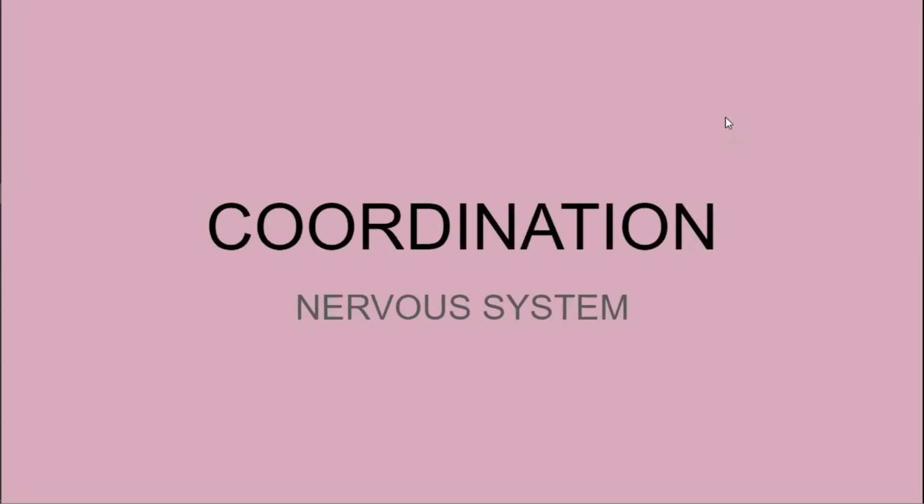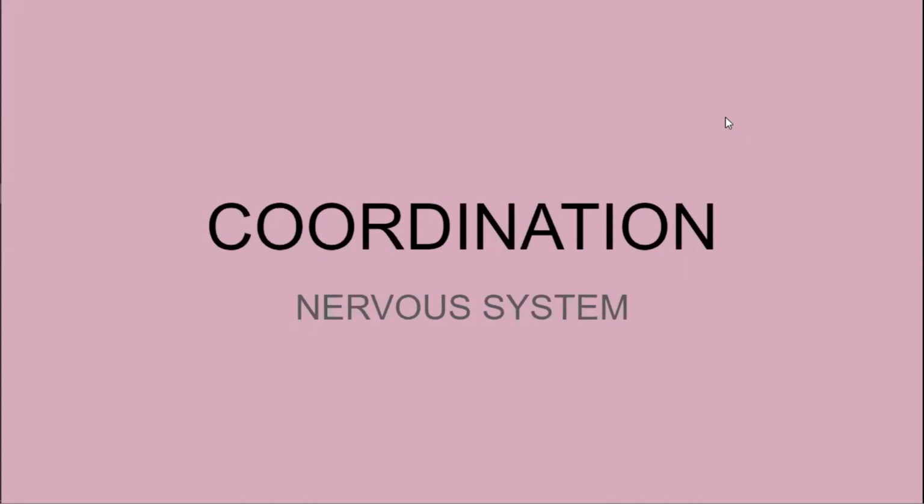We are once again here with a new biology class, and today's topic is the human nervous system, or the nervous system of all the mammals. We can say all the mammals more or less have the same type of nervous system. This topic of nervous system is also called coordination.